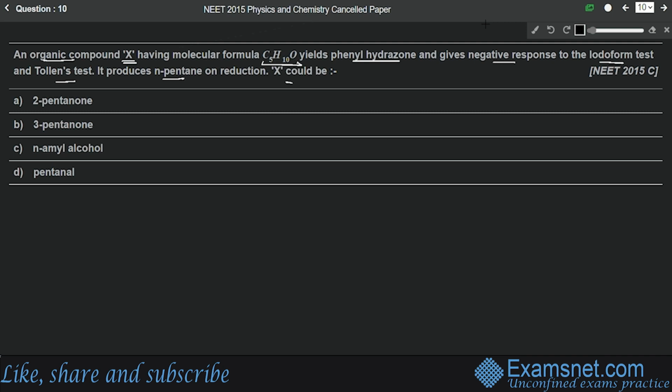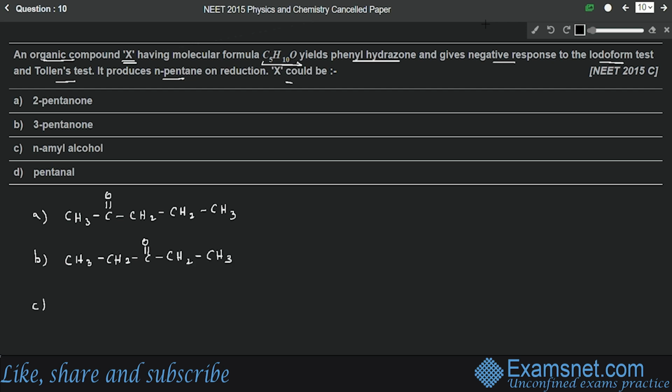Okay. First is 2-pentanone. So CH3, C double bond O, CH2, CH2 and CH3. This is 2-pentanone. Then the second option is 3-pentanone. So it will be CH3, CH2, then C double bond O, then CH2, and then CH3.